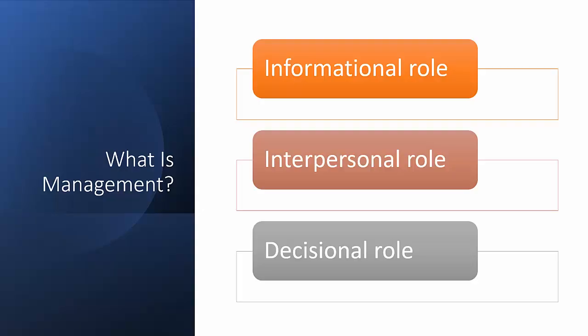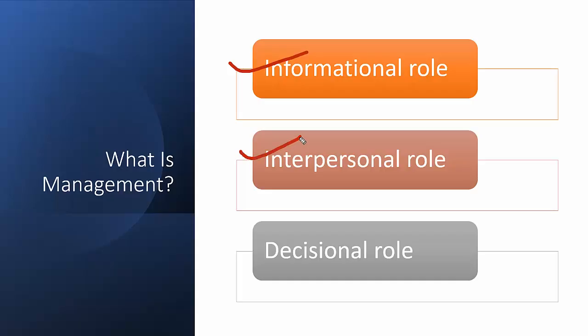So we have different types of management roles: informational role, interpersonal role, and decisional role. Managers have many roles to play within the organization. If I say informational role, they are the ones collecting the information, processing the information, and using the information, which can basically affect the completion of the objectives or the completion of the task. That is called an informational role.